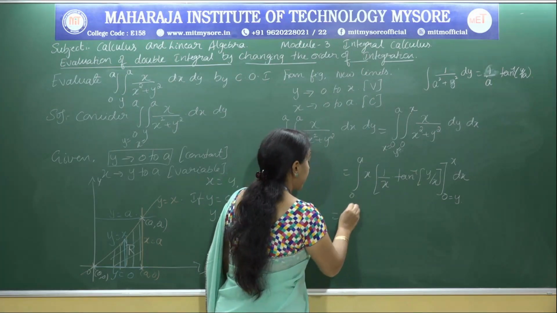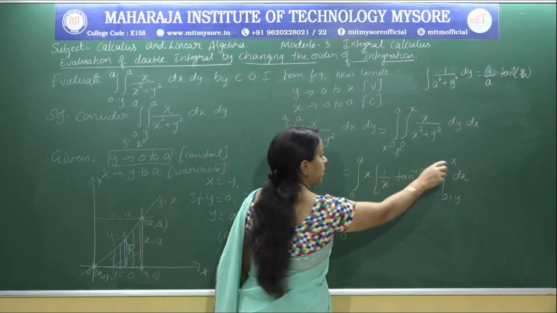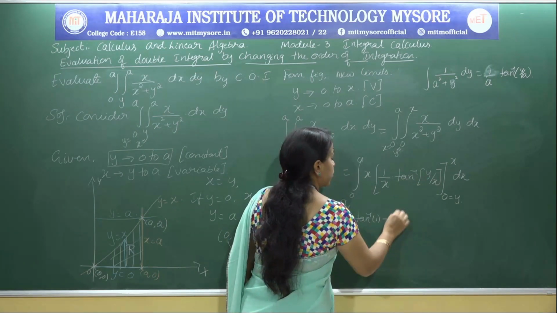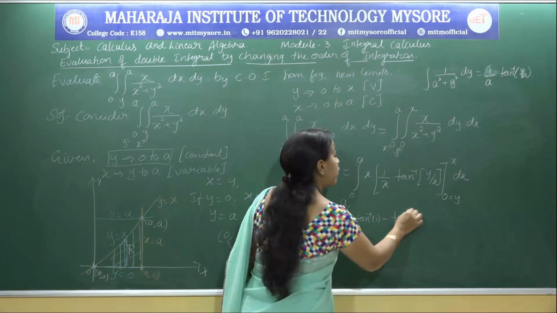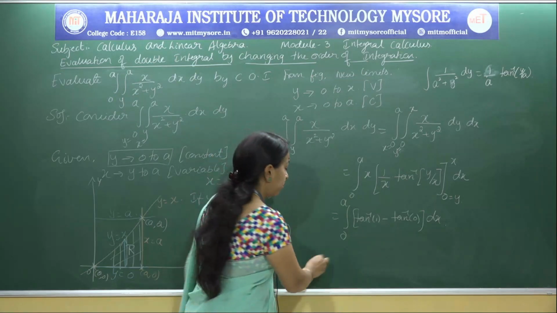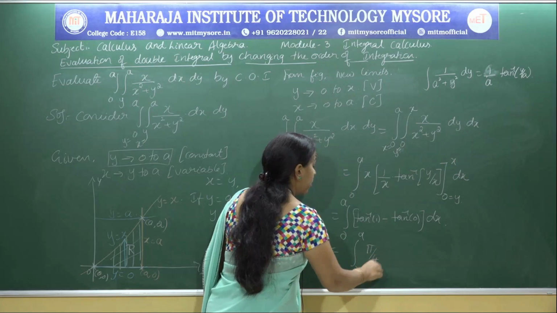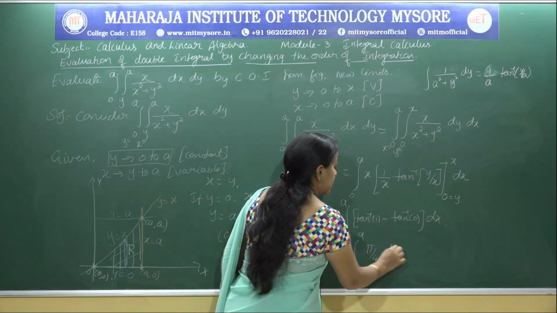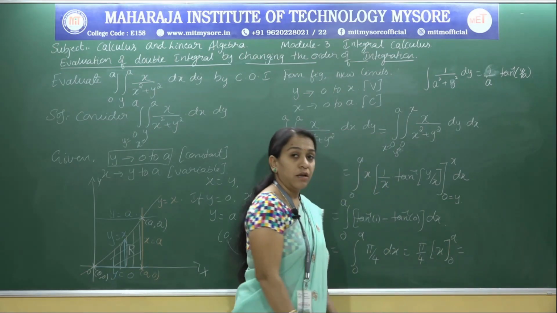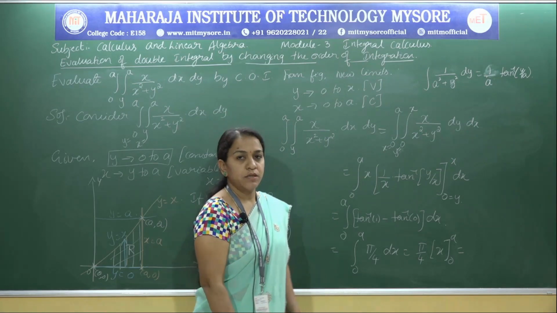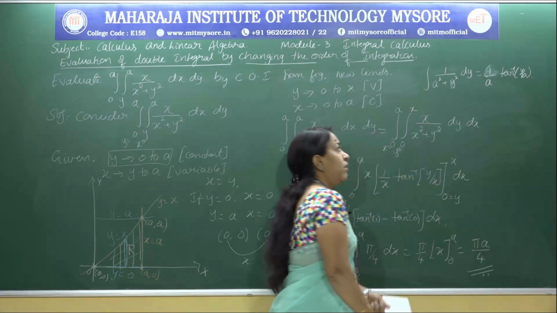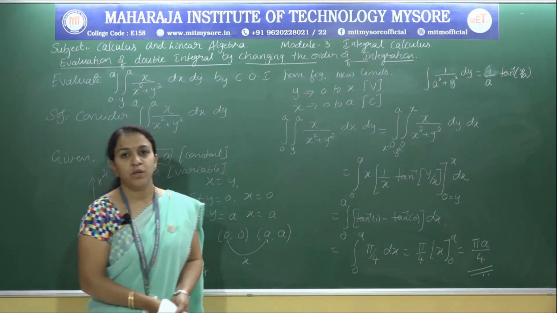If I cancel x here, I remain with 0 to a. Apply the limit, upper limit in place of y, replace that by x. Tan inverse of x by x reduces to 1, minus tan inverse of 0 by x, nothing but tan inverse of 0, into dx. We know that tan inverse of 1 is pi by 4. So the integral from 0 to a of pi by 4 minus tan inverse 0, which is 0, into dx. So pi by 4 common, the integral of dx is x between the limit 0 to a. If I apply the limit, our upper limit is a and the lower limit is 0. So a minus 0 remains a. So our answer is pi a by 4. So we evaluated the given double integral easily by changing the order.